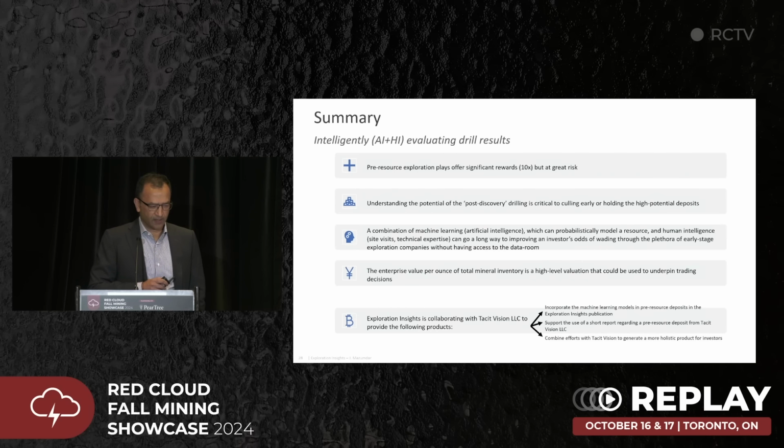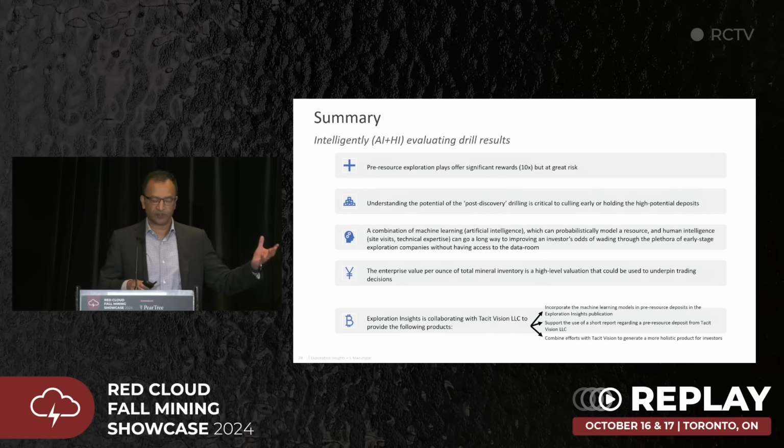Okay, I'll conclude there. Pre-resource exploration plays, again, that's the big risk, big reward. We think about them as lottery tickets, but the issue is that they don't necessarily have to be the same as lottery tickets. We try to evade geopolitical risk by funding mostly so-called low-risk jurisdictions like Canada, the US, and Australia. But we want to take the hit on the drilling because that's really where the risk is.